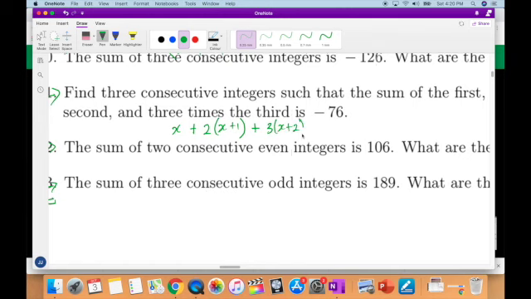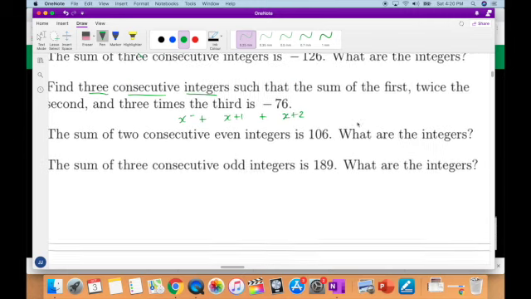Very good. That is it, because we have 3 consecutive integers. So we know 3 consecutive integers can be represented by x, x plus 1, and x plus 2. Those are our 3 consecutive integers. Then the sum of the first, twice the second, and 3 times the third: take the third and multiply it by 3, and that is equal to negative 76.